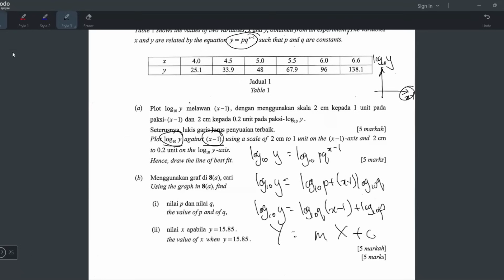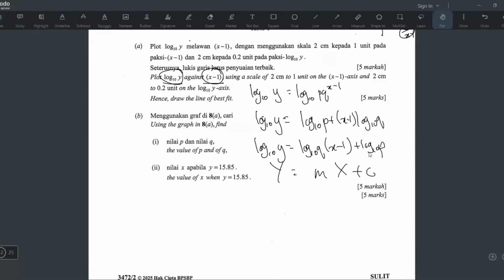Because when you do B1, you want to find p and q. So later log p is the y-intercept, log q is the gradient lah. And then you find the gradient and y-intercept from the graph, and then you do shift log. Do shift log and then you get the answer. Okay, that one I will do later.